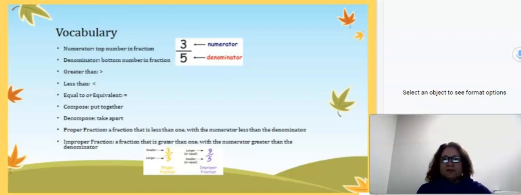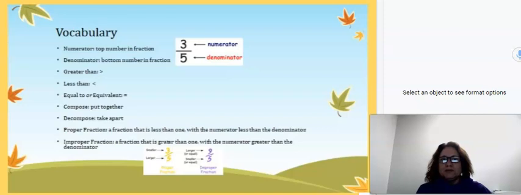You should remember that the numerator is the top number in a fraction. Denominator is the bottom number in a fraction. The bottom number is the total number of possible pieces, and the numerator is how many pieces we have. All right, you know greater than, less than, the mouth opens to the larger number. Equal to or equivalent.